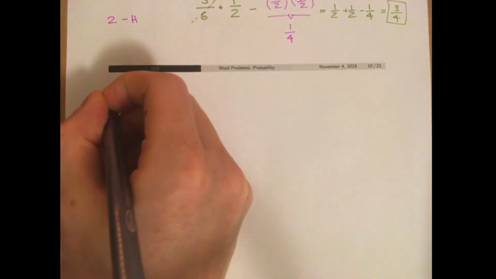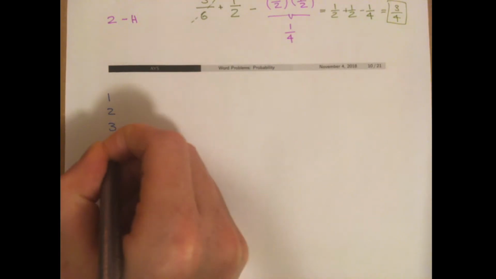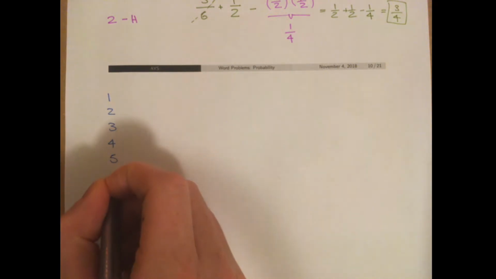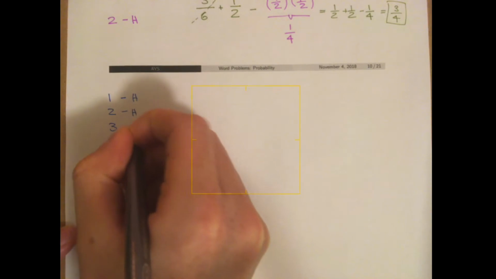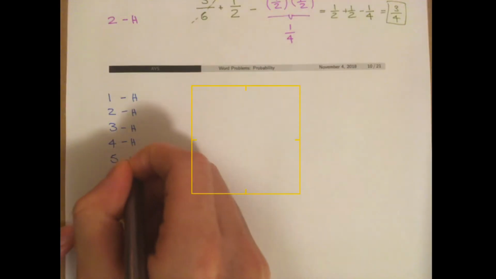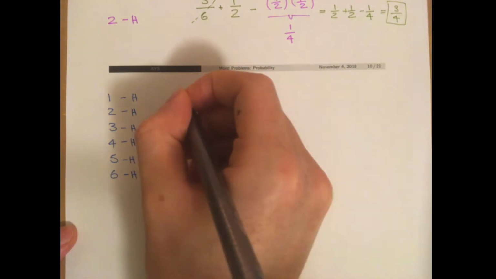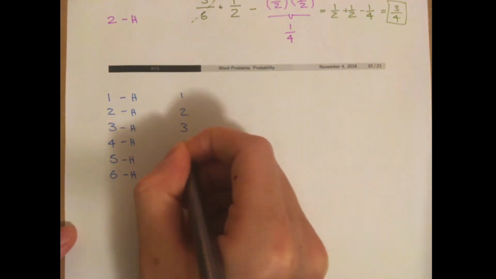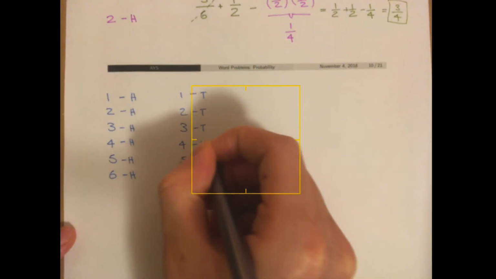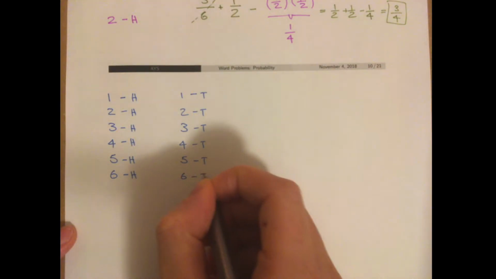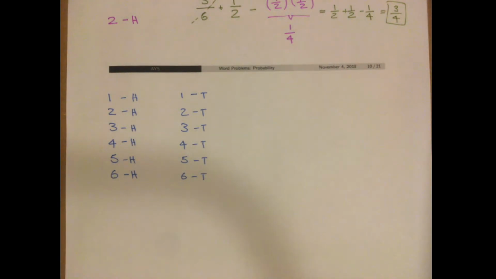So let me write down all the possible dice rolls: 1, 2, 3, 4, 5, 6. And I'm going to say we got a head on the coin flip. And then the other possibility is 1, 2, 3, 4, 5, 6, and let's say I got a tail on the coin flip. And I've written out the whole entire sample space. These are all the possible outcomes. These are 6 outcomes for the dice, and then a head. 6 outcomes for the dice, then the tails.